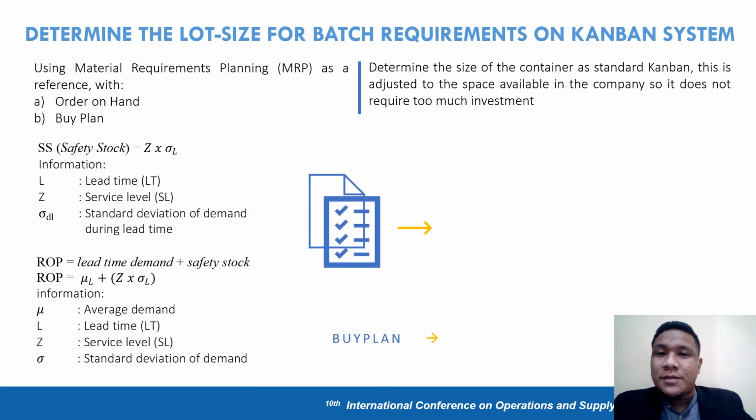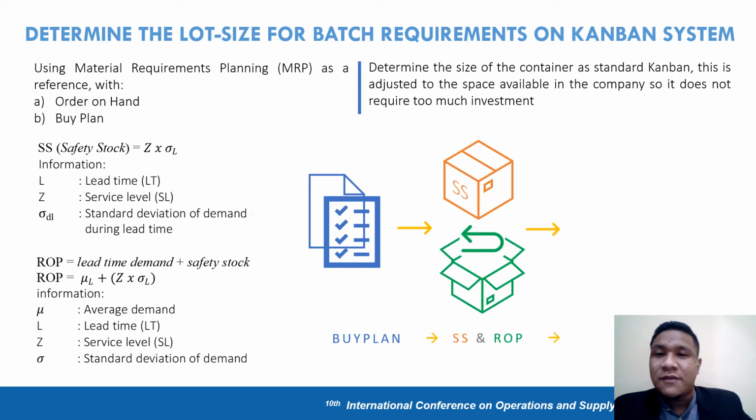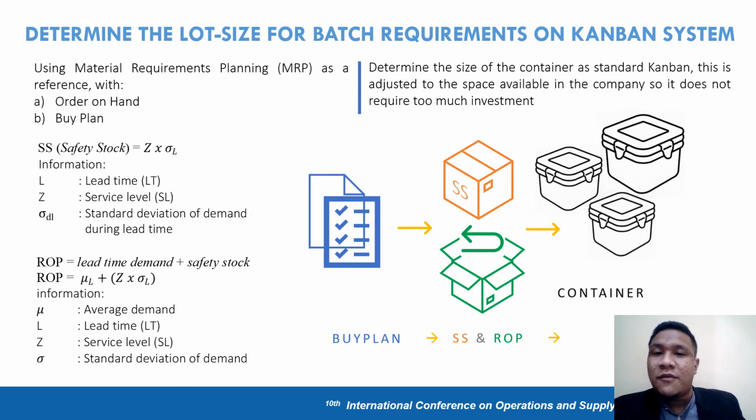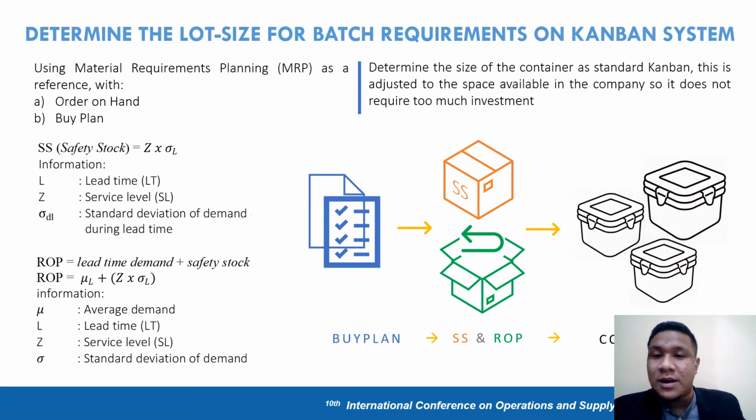From the data we obtain, the safety stock function is to maintain stock to meet the service level of 95%, and then the reorder point, or ROP, serves to keep stock always available during the lead time of the pigment. And then determining the number of containers or Kanban cards circulating in the field, and finally the design process of the Kanban system.